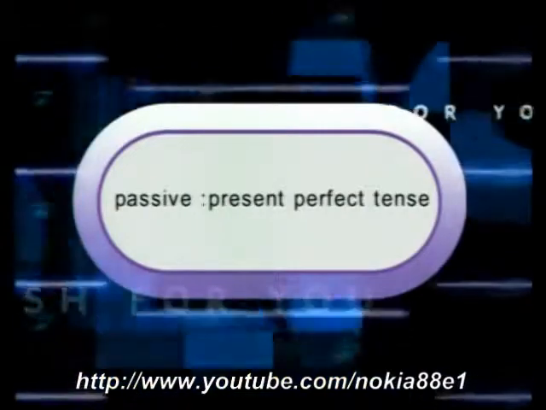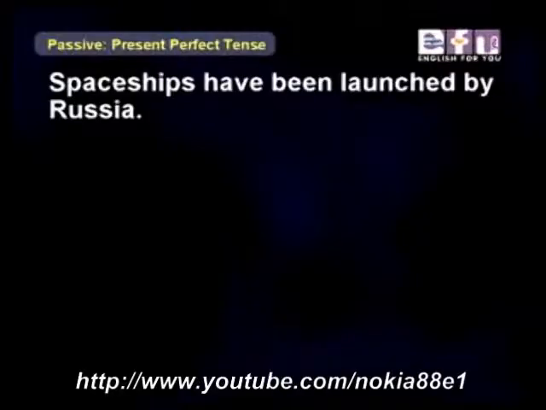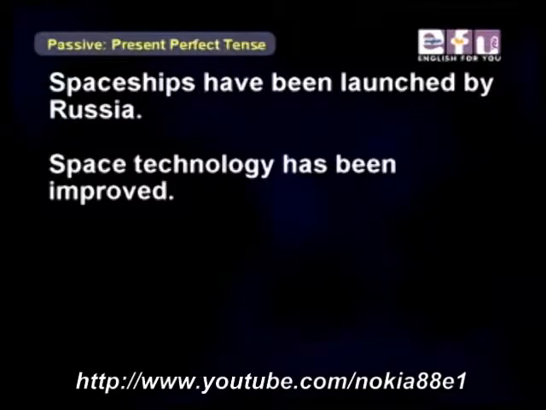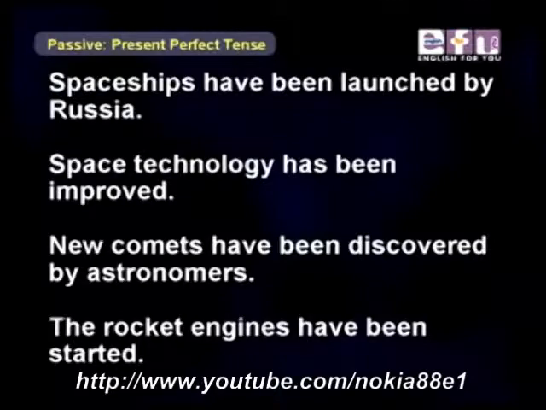Passive, present perfect tense. Okay, now let's look at the present perfect in the passive voice. Spaceships have been launched by Russia. Space technology has been improved. New comets have been discovered by astronomers. And the rocket engines have been started.